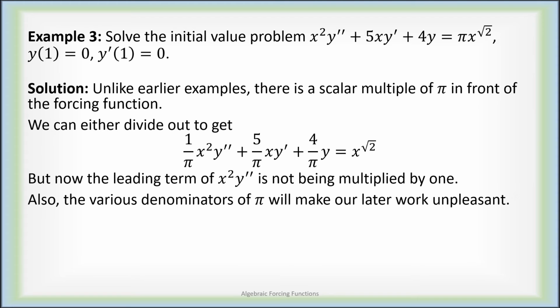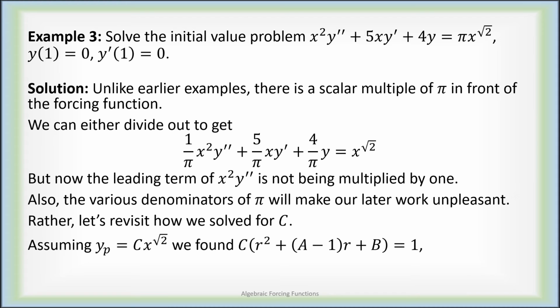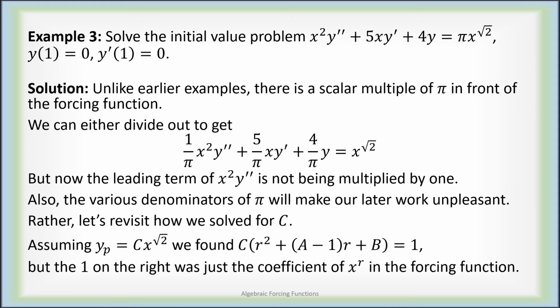Also, all those denominators of pi is probably going to make the later work we do really unpleasant, so we don't want to do it this way. Rather, let's revisit how we solved for c. Specifically, we were going to let our particular solution be some constant times x to the root 2, and what we would find is that c times (r squared plus (a minus 1)r plus b) is 1. The 1 on the right, however, in the earlier work, just came out to be the coefficient of x to the r in the forcing function, so we don't really have to change very much.